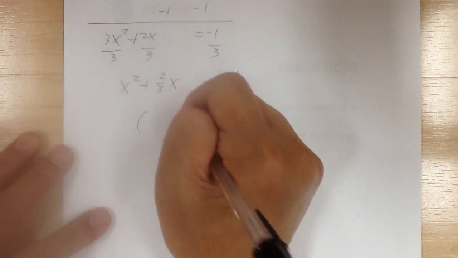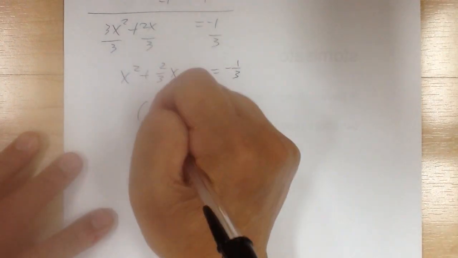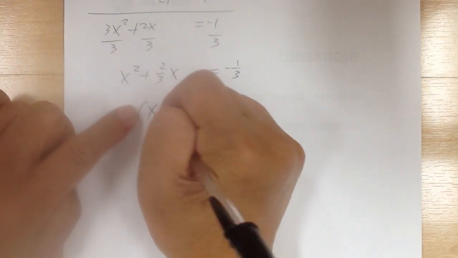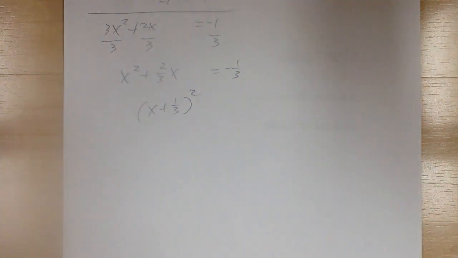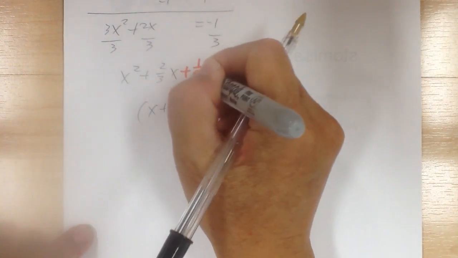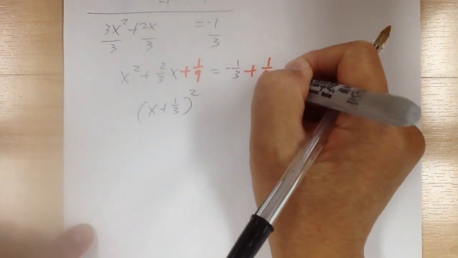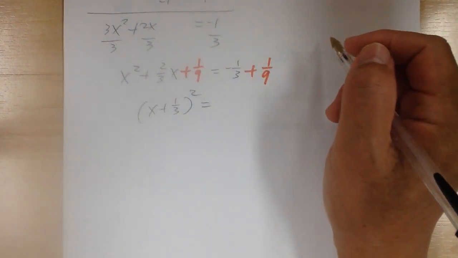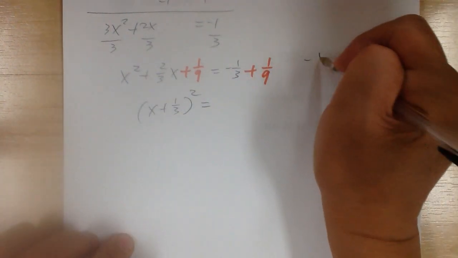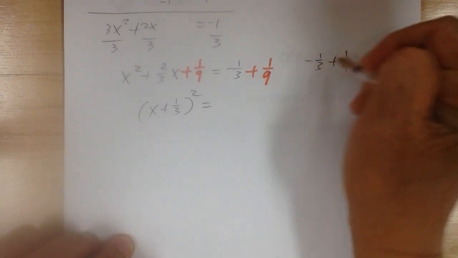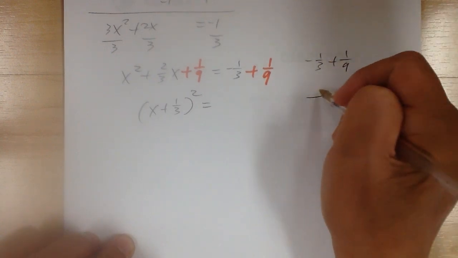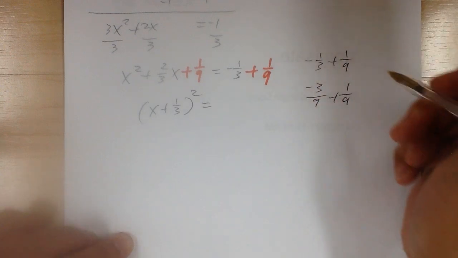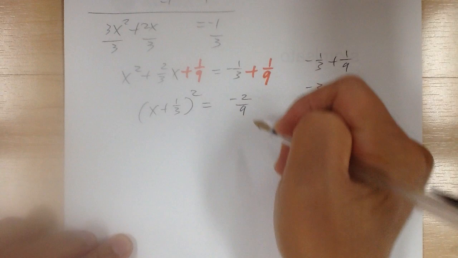And then after that, get your perfect square ready. Okay, so over here, when you take half of that, you're going to get plus 1 over 3. And so you need to get plus 1 over 9 on each side. Okay, so to get to this over here, you go and get your common denominator. So this will be negative 3. So you end up with negative 2 over 9.